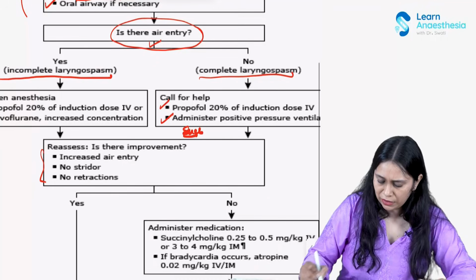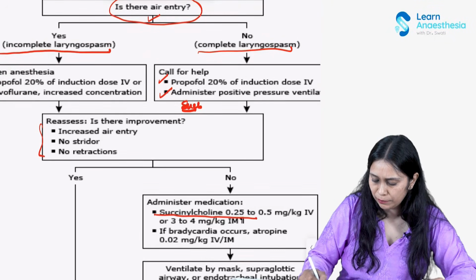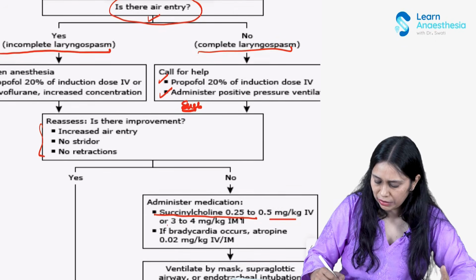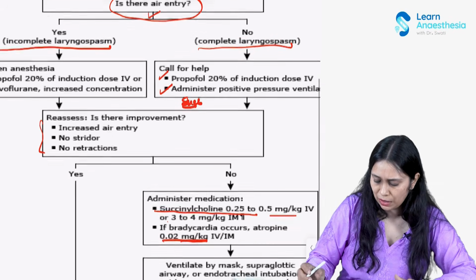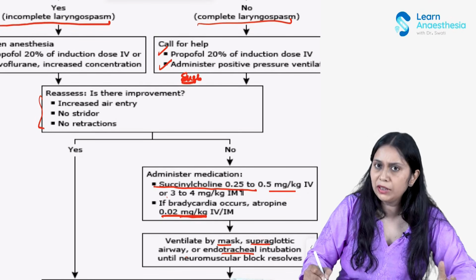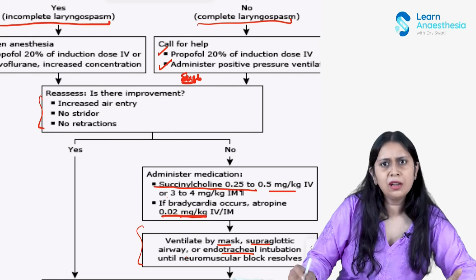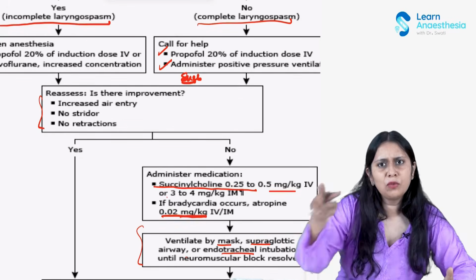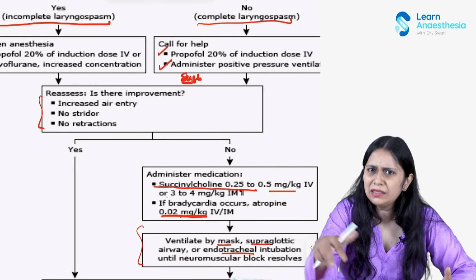Okay. Now, if there is no improvement, as I said, we can give succinylcholine 0.25 to 0.5 milligram per kg accompanied with the atropine, if bradycardia, heart rate is less in the patient. Ventilate the patient by mask or supraglottic airway device or ET tube. As long as the patient is under effect of neuromuscular blocking agent, we can proceed with the procedure, because once we have paralyzed the patient, the vocal cord will definitely open, and that is the last resort.